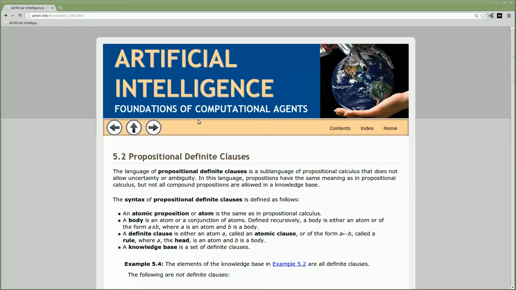I said in the last video that propositional inference is probably not tractable. It's probably not possible to write a computer program that is guaranteed to be able to prove any propositional theorem from any knowledge base in a reasonable or non-exponential amount of time.